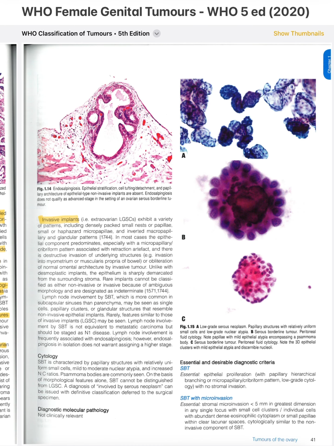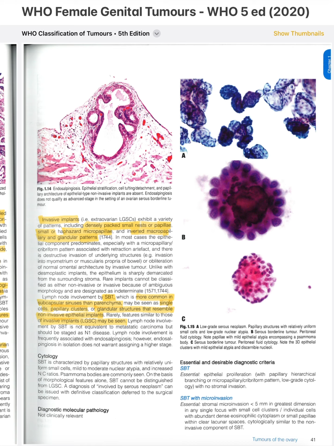Now, these invasive implants exhibit a variety of patterns, including dense, packed, small nests or papillae, small or haphazard micropapillae, or inverted micropapillary and glandular patterns. Lymph node involvement by serous borderline tumor, which is more common in subcapsular sinuses than parenchyma, may be seen as single cells, papillary clusters, or glandular structures that resemble non-invasive epithelial implants. Rarely, features similar to those of invasive implants may be seen.